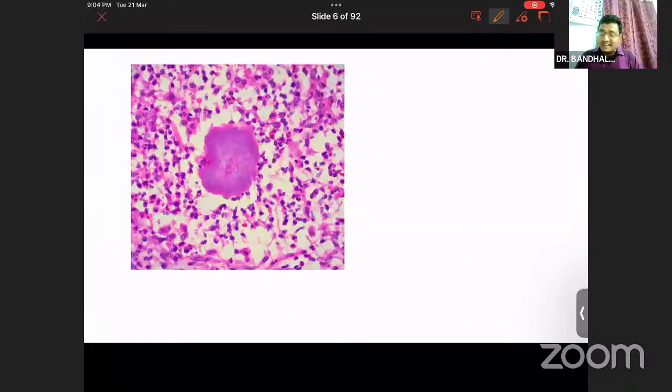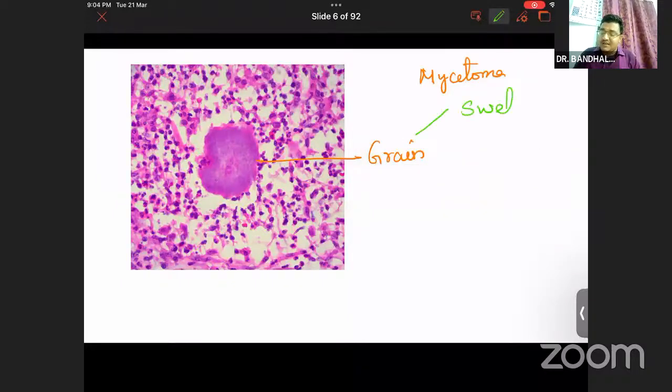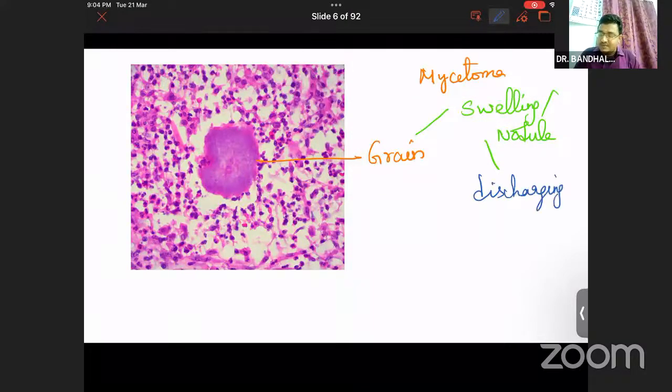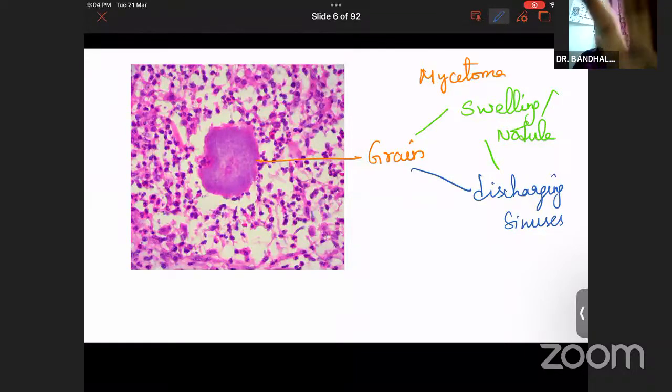The fourth option was grain with fungal elements, which is characteristic of mycetoma. Mycetoma is characterized by 3 things. Clinically, there will be a swelling or nodule, there will be discharging sinuses, and the third one will be grain discharge. Is there any doubt? You can put it in the chat box.